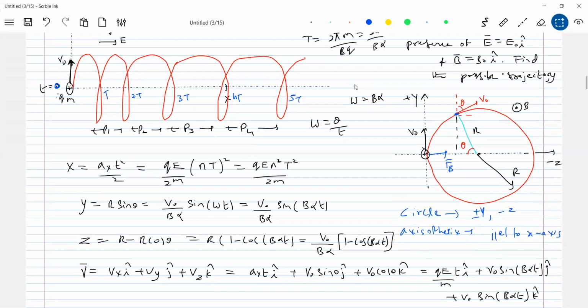Okay, fine. So look at this one. This is, shall I say, a helical path with increasing pitch. What is the name I'll give? Helical path. So minus Vz.